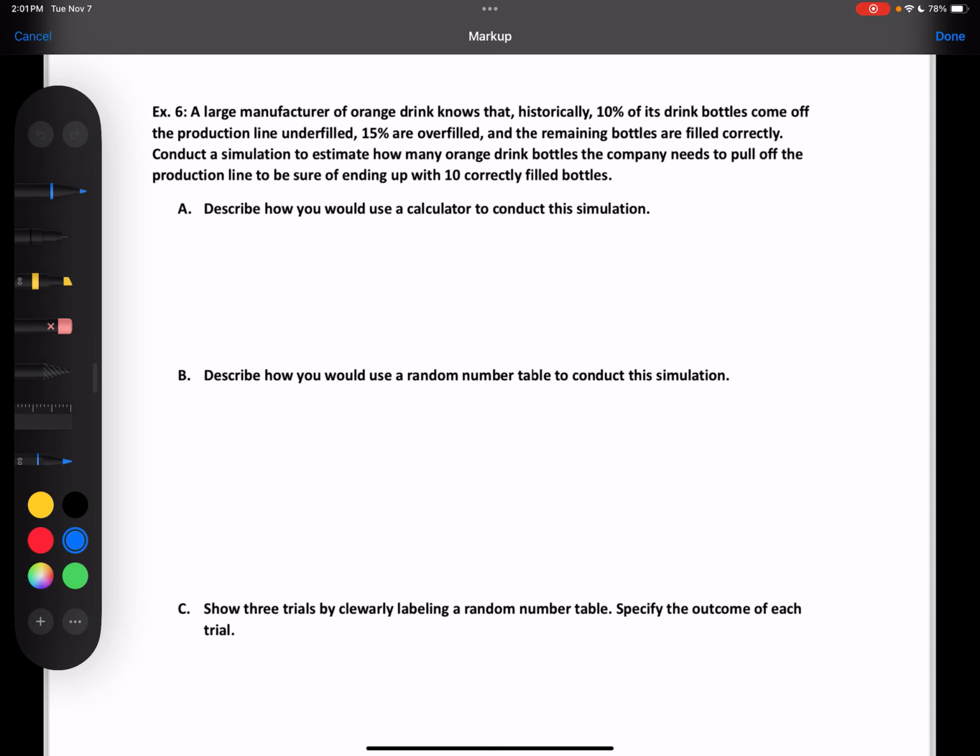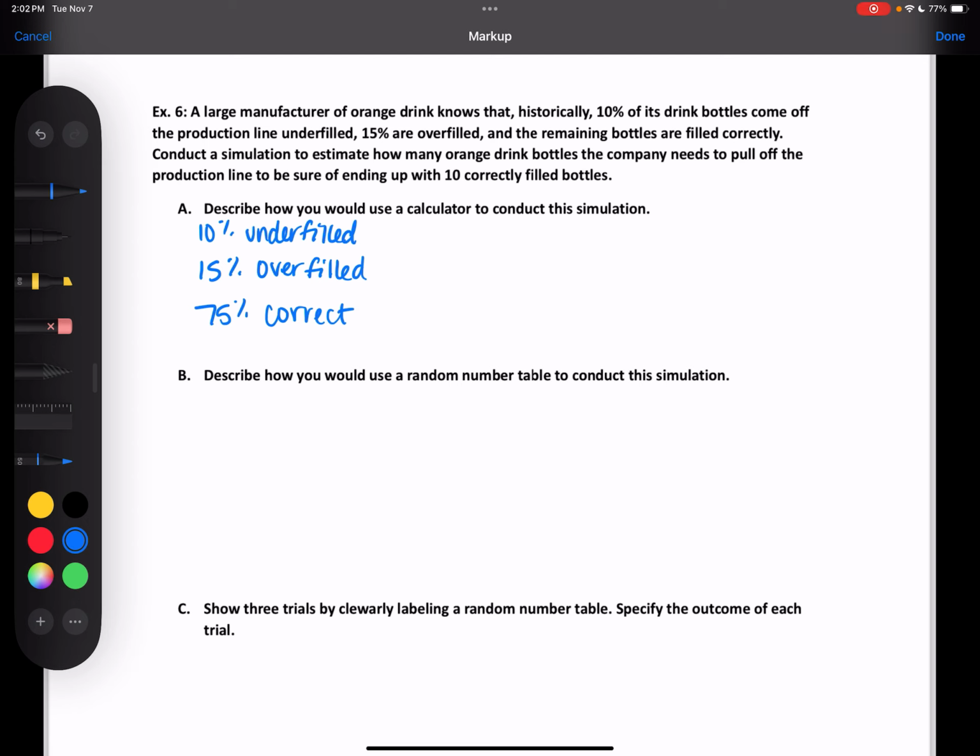So I would always start off by writing your percentages down first in numerical order. So we've got 10% are underfilled, 15% are overfilled, and that means that 75% are correct. And the reason I do this is because if I have increments of 10s, I can use 0 through 9, right? But because I have basically 5s involved, I'm going to have to use double-digit numbers.